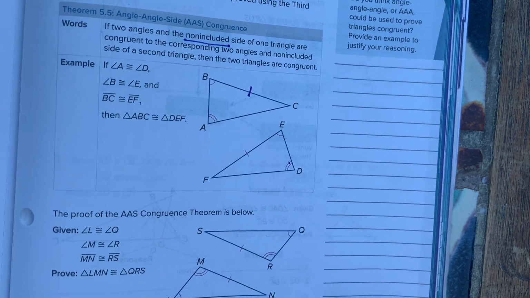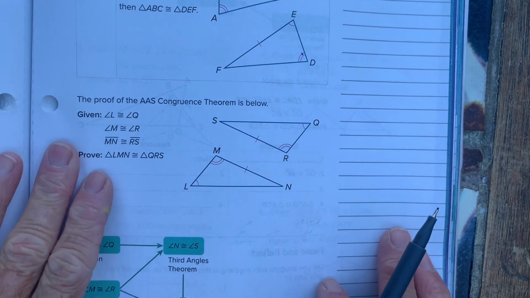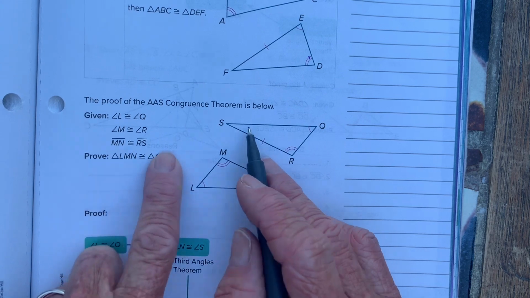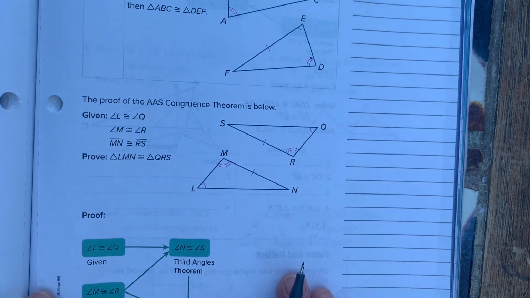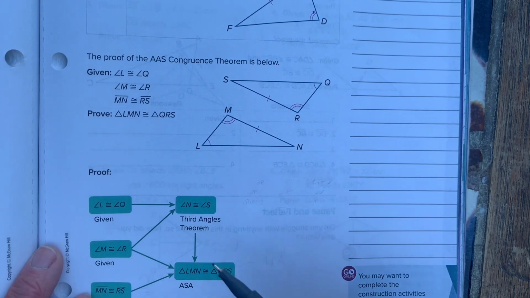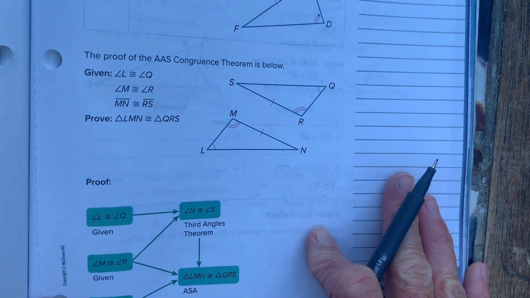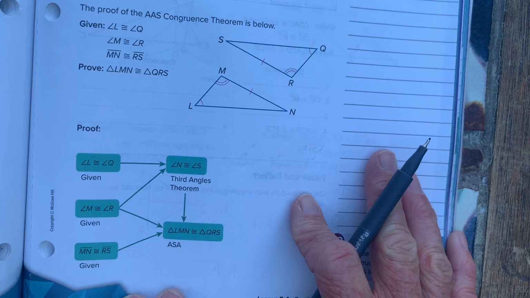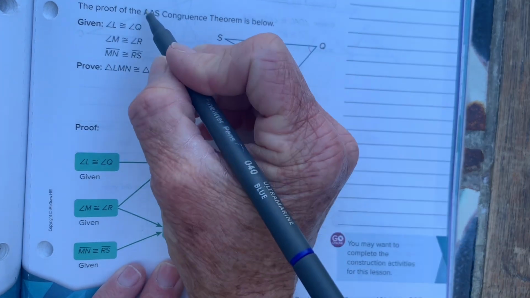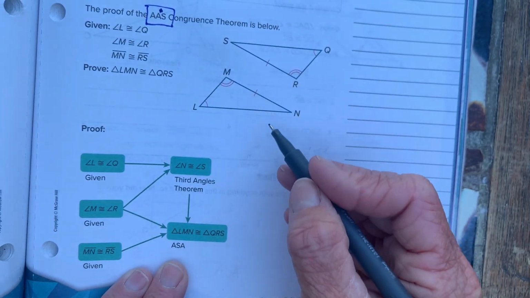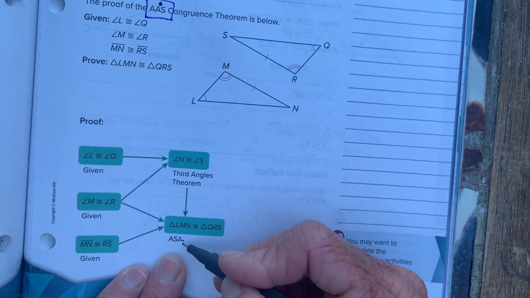So let's do our own proof down here. L is congruent to Q, M is congruent to R, and we've got a pair of sides marked congruent. So they took all of that given information and, excuse me, what they're doing is proving angle, angle, side by using angle, side, angle to prove it.